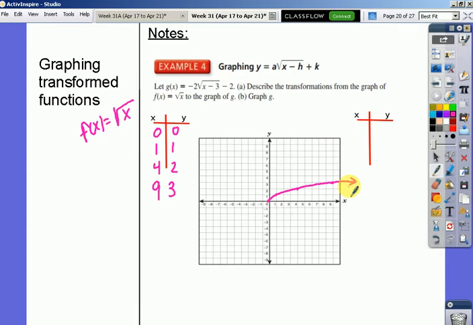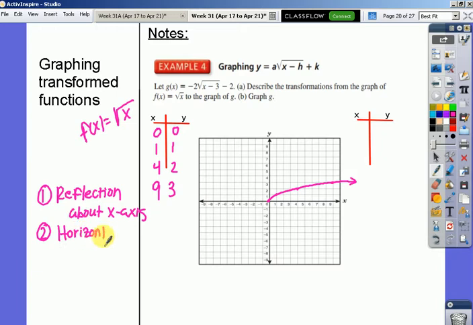Well, what transformations are taking place? What's one of them? Reflection about the what axis? It is important that you specify that. There's a horizontal translation. Yep. How many units and what direction? Yeah. Horizontal translation. 3 units, right?